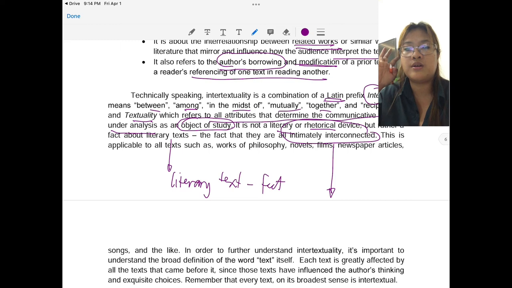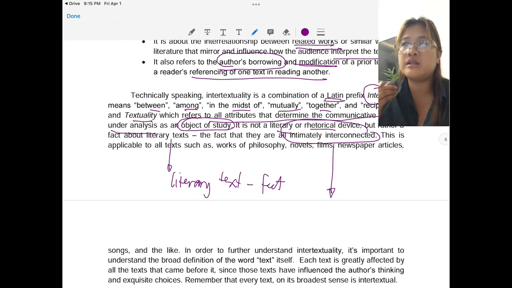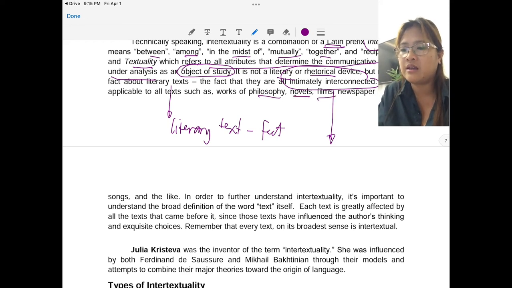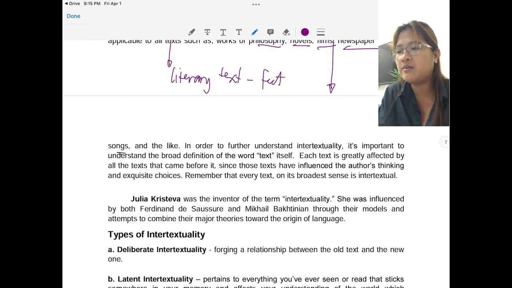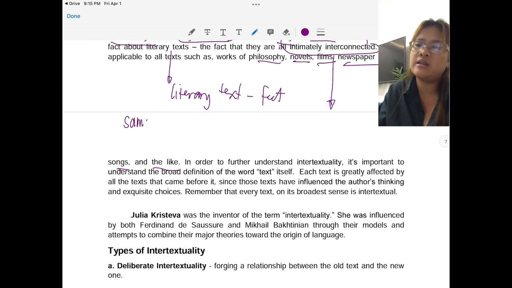Like if you're going to see a damsel in distress, you could connect it again to princesses, of the stories from the old fairy tales. Or if someone has to leave by midnight, that would easily lead you to thinking about Cinderella. So this is applicable to all texts like works of philosophy, novels, films, newspaper articles, songs, and the like. For example, I like the song Samson. The title itself is already an intertextuality.